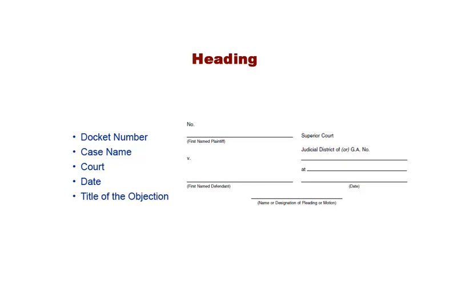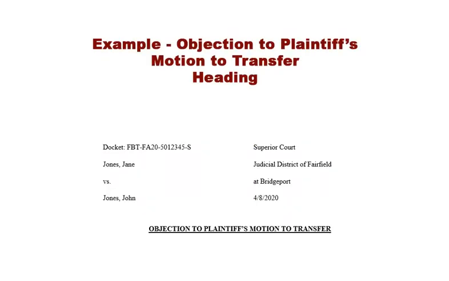For example, if you are objecting to a plaintiff's motion to transfer, you would title your pleading Objection to Plaintiff's Motion to Transfer. Objection titles are generally typed in all capital letters and underlined. For our example, the parties are Jane Jones as the plaintiff and John Jones as the defendant.